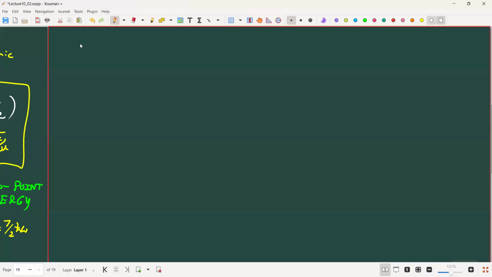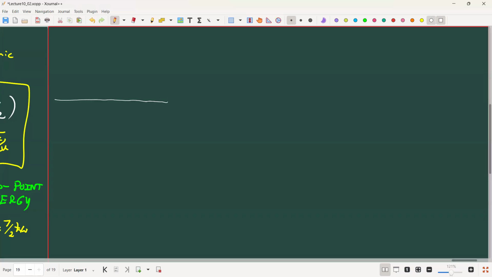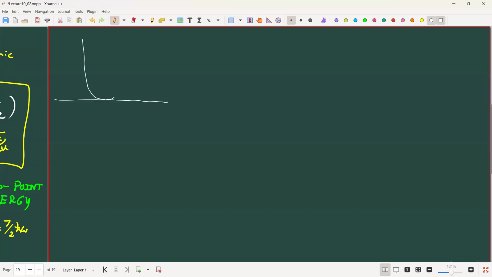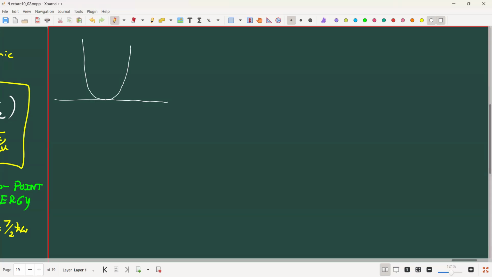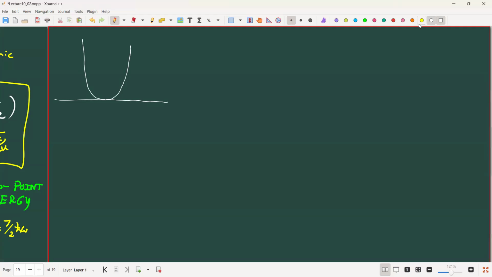Okay, so let me just redraw. Let's just set up the problem really quickly. My potential. I have no idea why my thing went really thin. It was really thick and now it's not thick. I think it's telling me we've got to go home on spring break. So I'm done at this point.